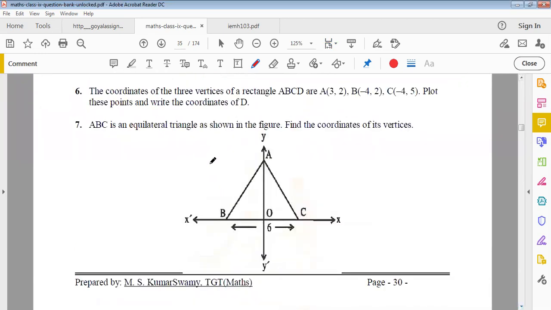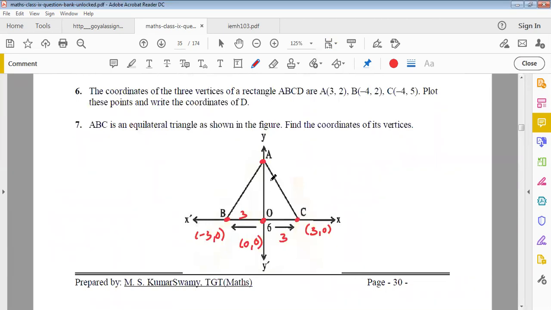ABC is an equilateral triangle as shown in the figure. Find the coordinates of its vertices. Now see here, we know in an equilateral triangle, all the sides are equal. If you take (0, 0) as the position of this one, the total length is 6 units. It is definitely the middle point, 3 units here and 3 units here. And the C point lies on the x-axis, so it will be (3, 0). And here it lies on the negative x-axis, so (-3, 0).